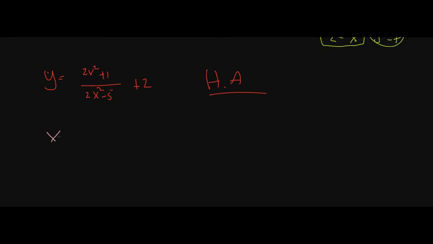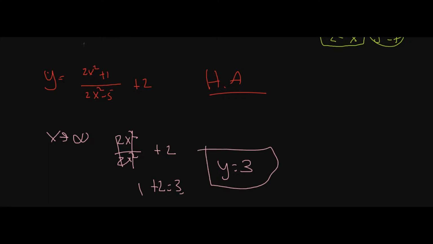as x approaches infinity, right, we just look at the numerators here, we're going to get 2x squared over 2x squared. But don't forget that there's this plus 2 there, right? And so as we plug in big numbers, these are going to cancel out. 2 divided by 2 is just 1, so we get 1 plus 2, which is 3. So my horizontal asymptote is y equals 3, right?